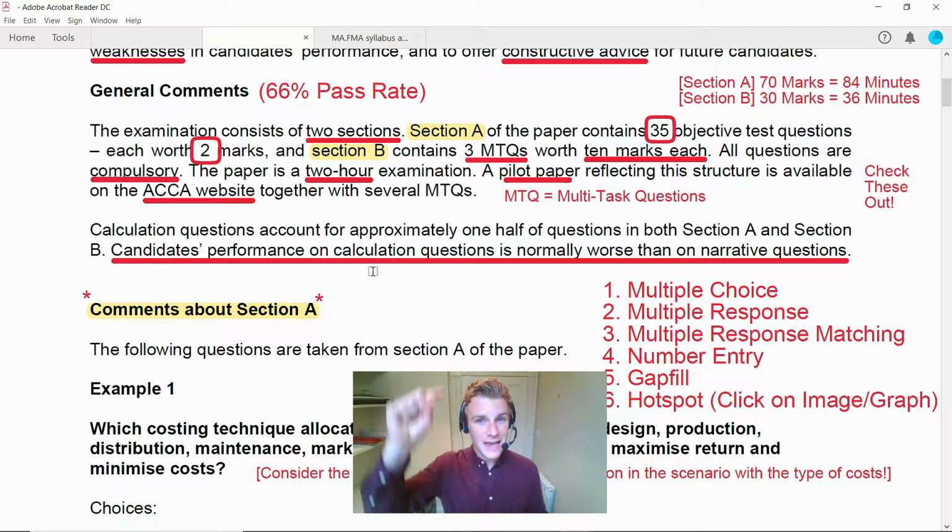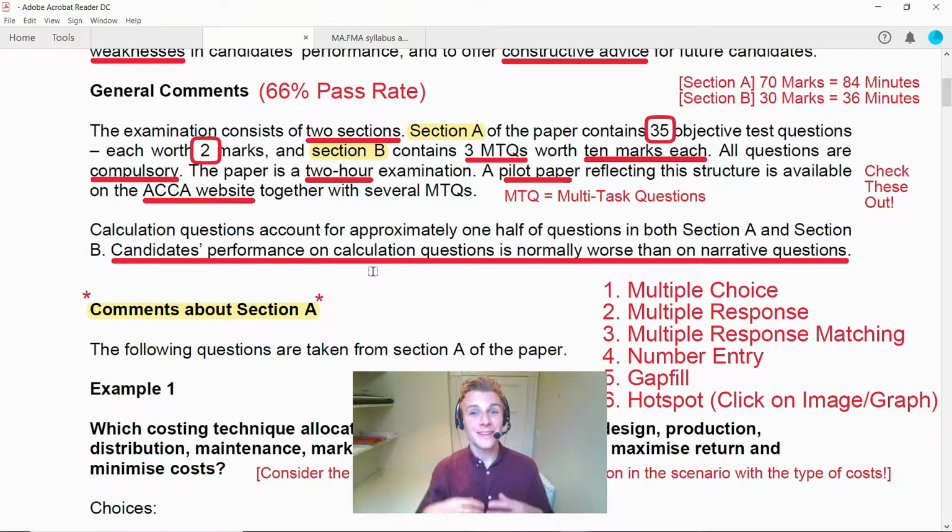Again, have a look at my actual tips to actually pass this exam. I've done another video, it's in the description to this video, on how to approach this with the time management and your focus as well going into it. This leads on to section B, where it actually contains 3 multitask questions, the MTQs, all worth 10 marks each, and they tell you what they are based on. We're going to come to that later on in the video, so keep your pen and paper at the ready for that one. Massive thing on there.